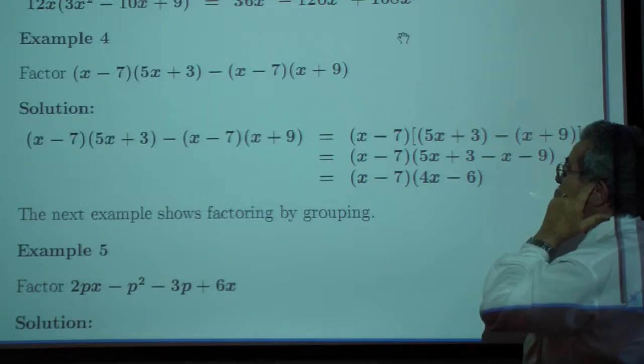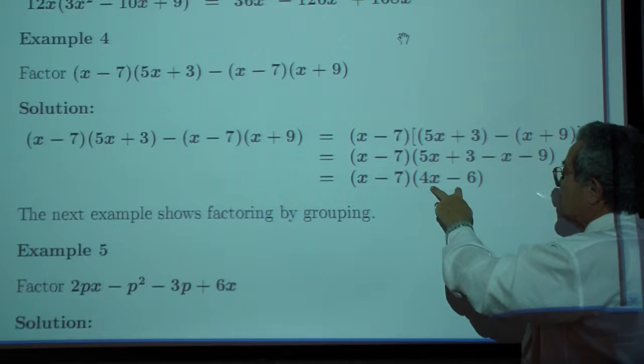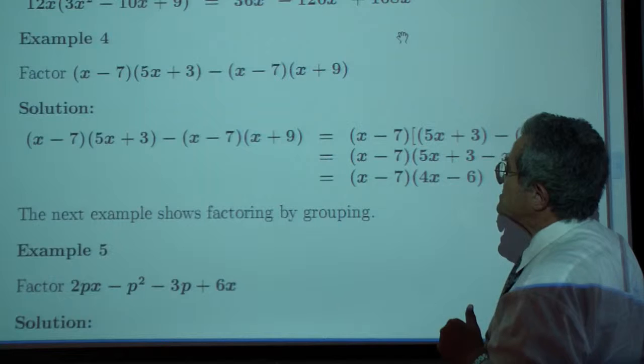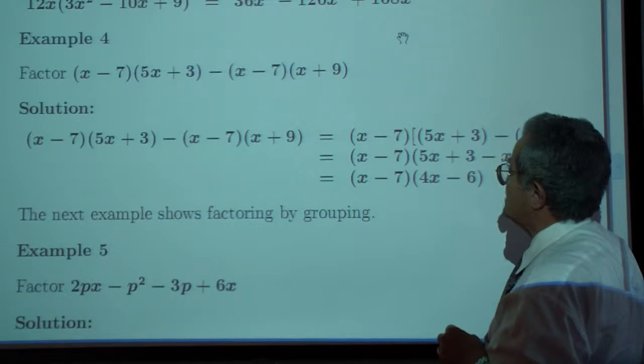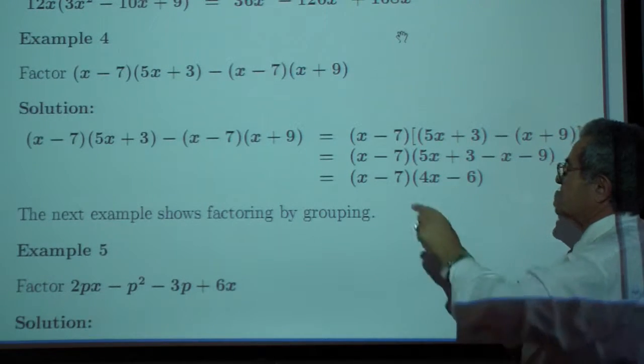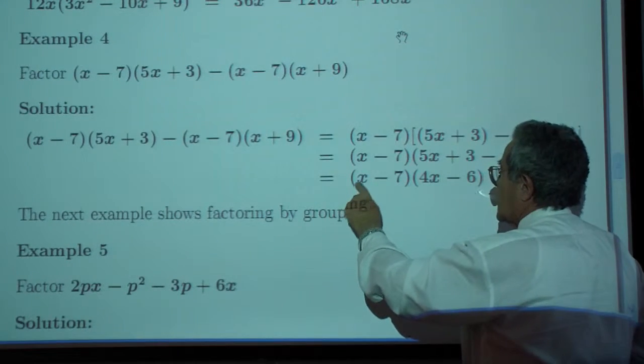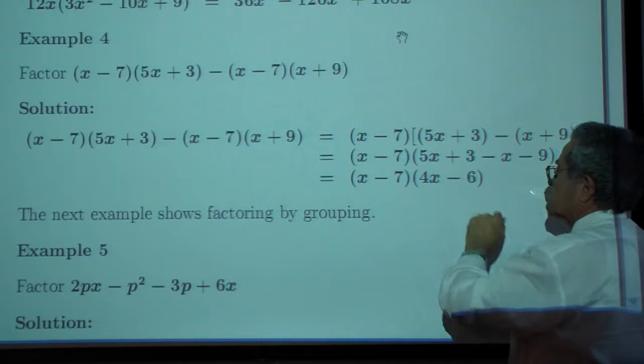And at this point, you could even factor out a 2. I am surprised that you can factor out a 2, but I guess you didn't see that originally. So I'm not really finished. This should be 2 times x minus 7 times 2x minus 3.